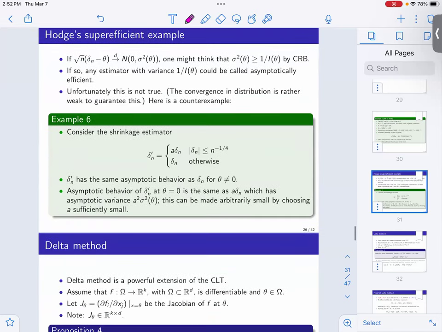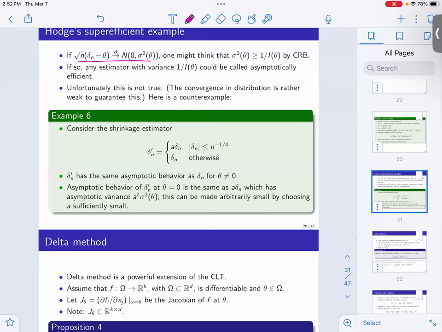This is the example, which again we skip. It's called Hodges' superefficient example, where you can manipulate any estimator that has a certain asymptotic variance. Let's say I have an estimator for which I have a particular asymptotic variance. I can construct another estimator out of it: in a region where theta hat n is within n to the negative 1/4 of the point, you scale it down by a factor. This can achieve an asymptotic variance like this at any particular point. By taking A to be zero, I can force the asymptotic variance to be zero at any point that I want. So I can beat the Cramér-Rao bound, at least at one point, whatever point I want.